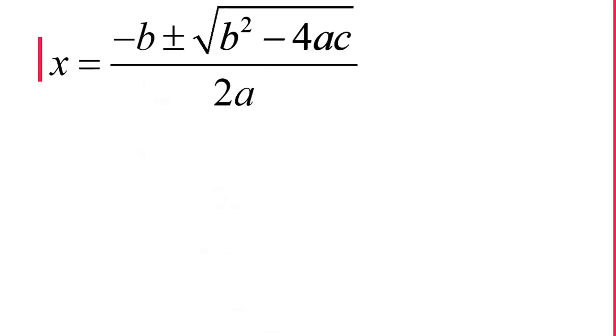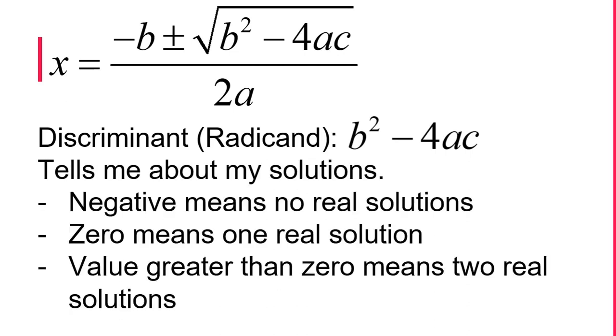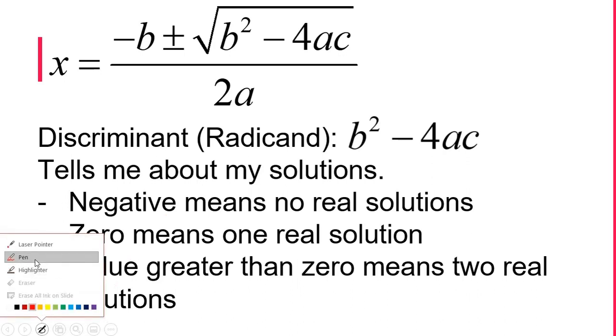Now, out of the quadratic formula, we have what's known as the discriminant. It is also known as the radicand. So that is this guy on the inside. And he is special in some manners because he tells us how many solutions we are going to get out of our answer. When you get a negative discriminant, that means you're going to have no real solutions.